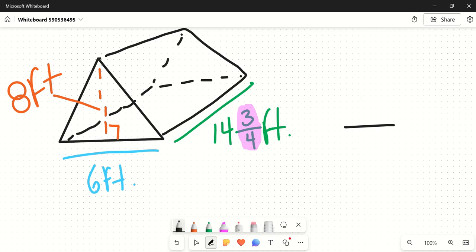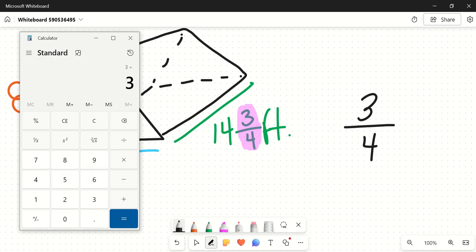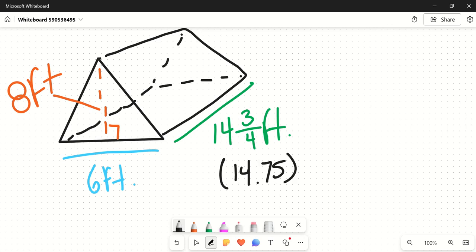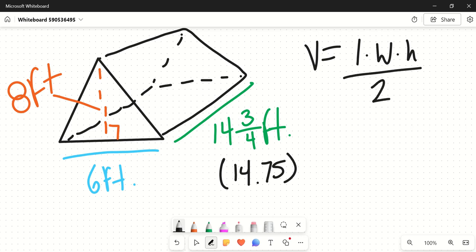When I put numbers there, like 3/4, it is now a fraction, which means it's a division problem. 3 divided by 4 is 0.75 in decimal form. So instead of me saying 14 3/4 feet, I can just say 14 point, ladies and gentlemen, 0.75 feet. So again, the formula for the volume of a triangular prism is length times width times height. Ladies and gentlemen, help me finish it off. Over 2 or divided by 2.